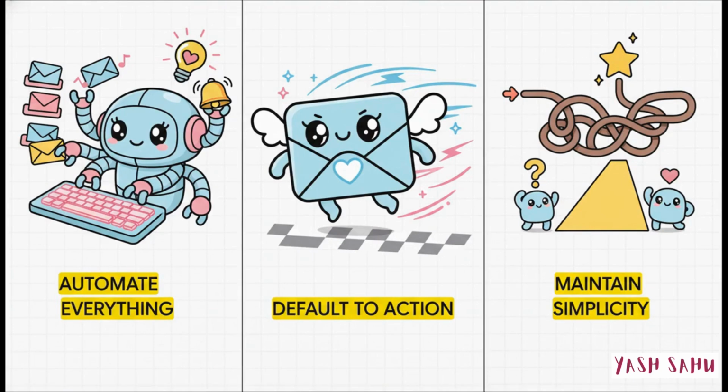First, automate everything that a human doesn't absolutely have to do. Free up your reps to actually sell. Second, default to action. The system's first instinct should always be to move the lead forward. And third, and this is a big one, keep it simple, because a complicated system is a system that nobody uses.